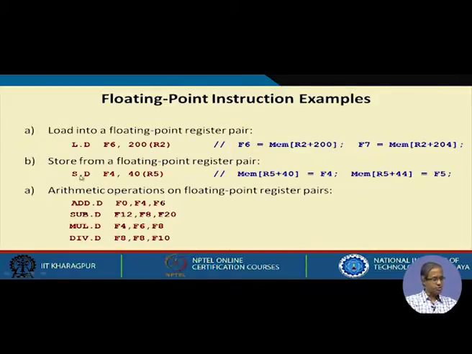Similarly, store double: you store this F4 F5 into this memory location. F4 will get stored here, F5 will get stored here, 44 plus 4. Similarly, you can have the other operations, all are double precision. Dot D means double. So, you write like this, that means F4 F5 and F6 F7 will be added, and the result will be in F0 F1, and similarly.